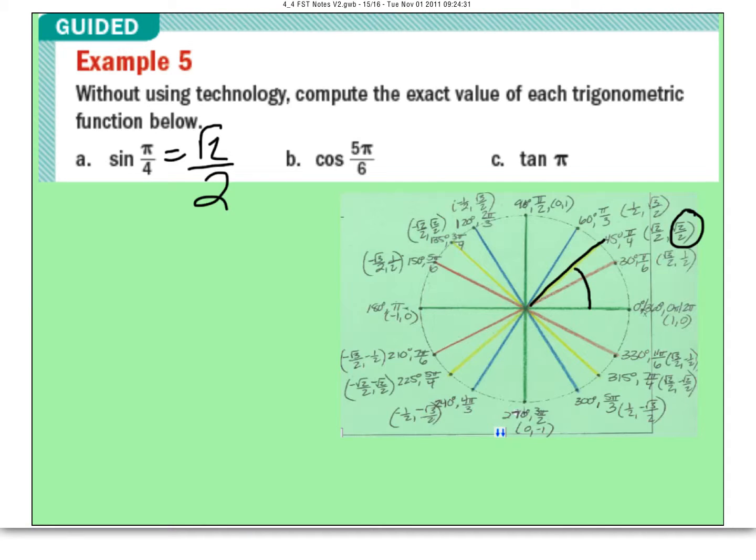The next is the cosine of 5 pi over 6. So I need the x value. I'm going to move 5 pi over 6 and I land right here. The x value is right there, negative square root of 3 over 2.